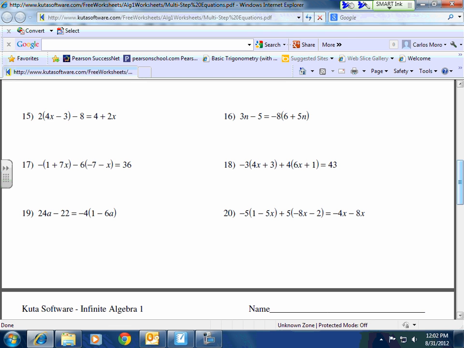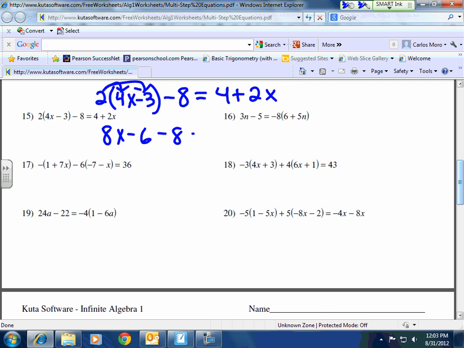Number 15. I got 2 times parentheses 4x minus 3 minus 8 equals 4 plus 2x. First things first, complete all distributive property first. So I'm going to distribute that 2. So I get 8x minus 6 minus 8 equals 4 plus 2x. Now, combine like terms on both sides. We can do it here. This is going to be 8x. And the negative 6 minus 8, when the signs are the same, you add and keep the sign. So that's 8x minus 14 equals 4 plus 2x.